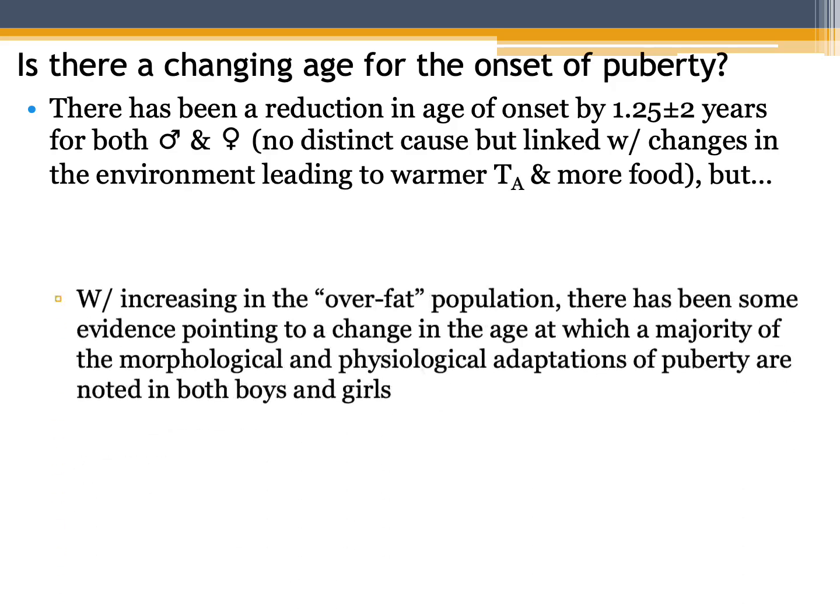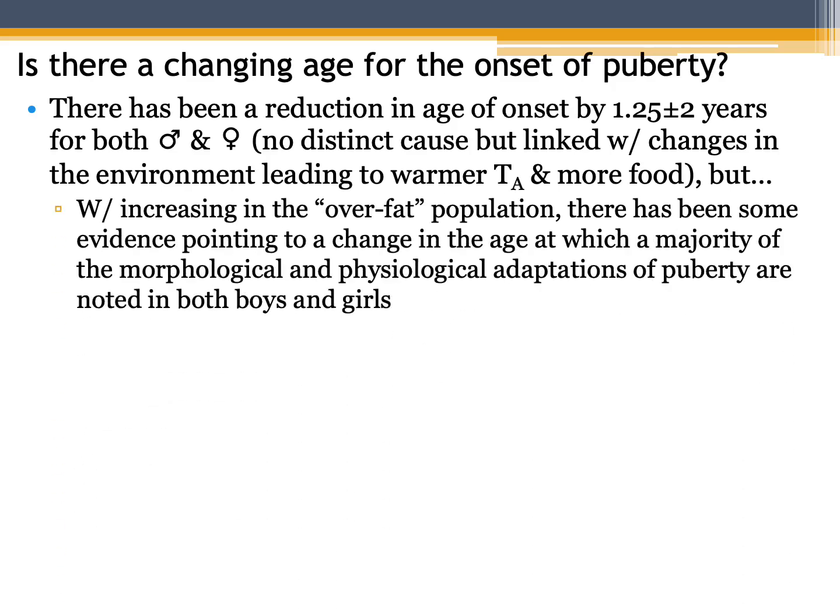But what we have to remember is that with the increase in over fat population, there is no evidence pointing to a change in which the puberty is going to start. However, there is the indication for when we start seeing physiological adaptations within puberty, which means that puberty will take a much longer time to undergo full maturation because of the competing factors that adipokines have on pubertal signals and reproductive regulation for both males and females.